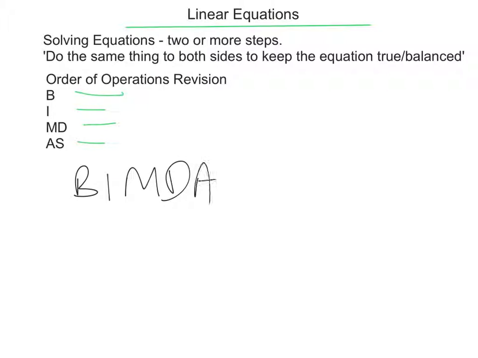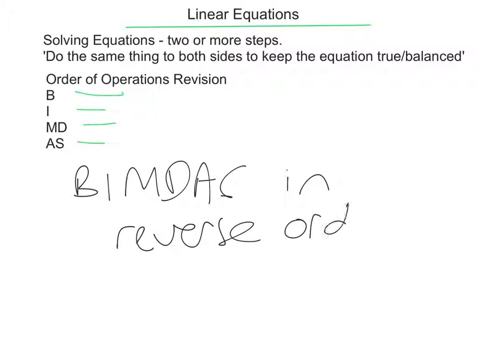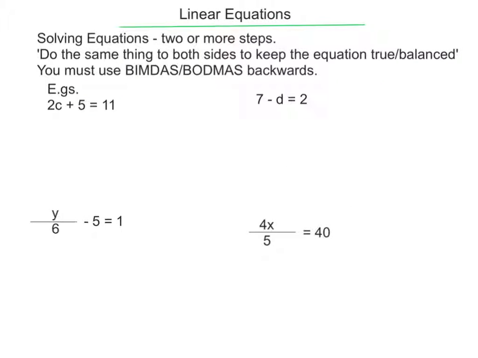With linear equations, when we're getting rid of things, because we're taking them away, we do BIMDAS or BODMAS in reverse order. We get rid of addition and subtraction first, multiplication and division next, indices next, although we won't have any indices in these equations we're doing in these lessons, and then brackets last. Let's look at an example.